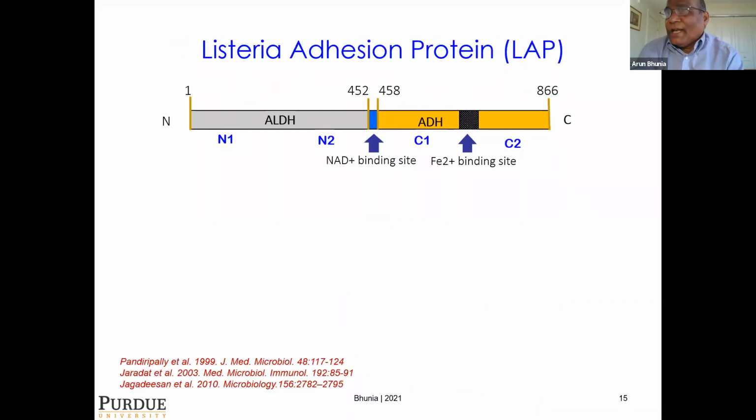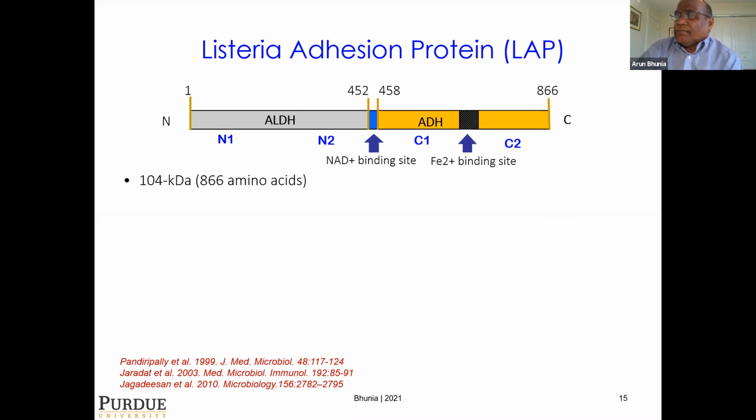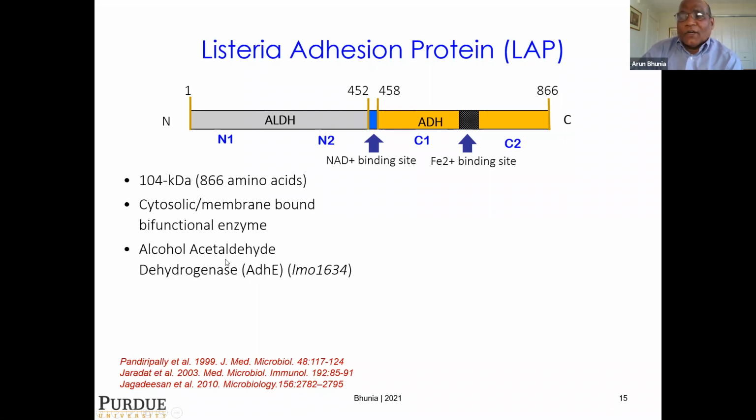So just to give you a little bit of background about the Listeria adhesion protein: we've been working on this protein for a while. The progress may not be fast, but in recent years we made some progress in understanding how this protein works. It is about 104 kilodalton, 866 amino acids long. What we found out is that it is a bifunctional enzyme, alcohol acetaldehyde dehydrogenase, also known as ADHE.